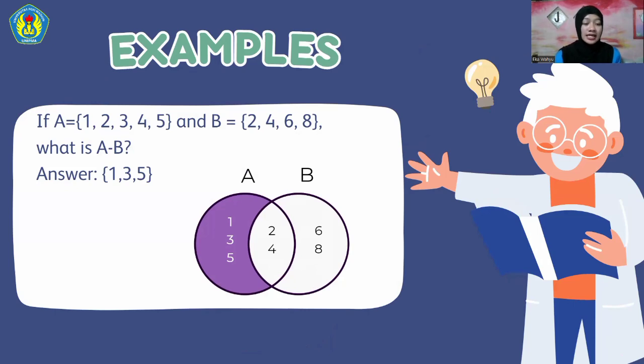Example, if A has elements 1, 2, 3, 4, 5, and B has elements 2, 4, 6, and 8. What is A minus B? The answer is A minus B is 1, 3, and 5. So you just write the members of A that are not the same as B.